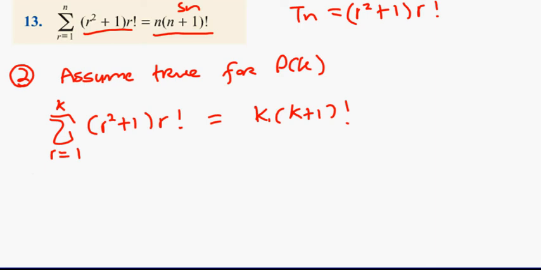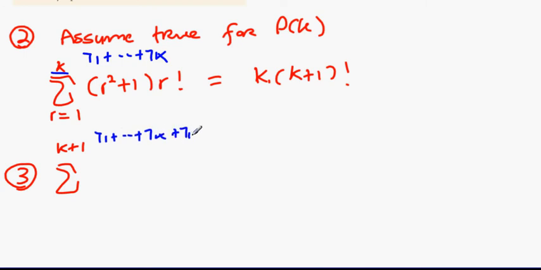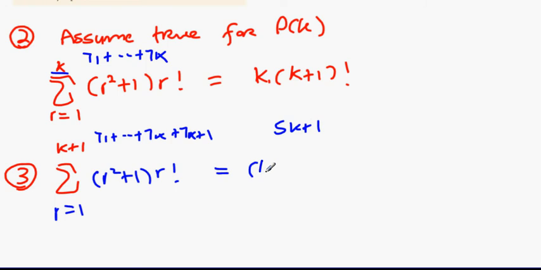Next is part 3, and we're going to assume for k plus 1. Remember, when it's the sum to k, it's T1 plus dot dot dot all the way to Tk. When it's k plus 1, it's going to be T1 plus dot dot dot Tk, and then there's going to be T(k+1) at the end. That's equal to the sum of r squared plus 1 by r factorial, r equals 1, and this is going to be S of k plus 1, which is k plus 1 multiplied by, replacing k with k plus 1, k plus 2 factorial.